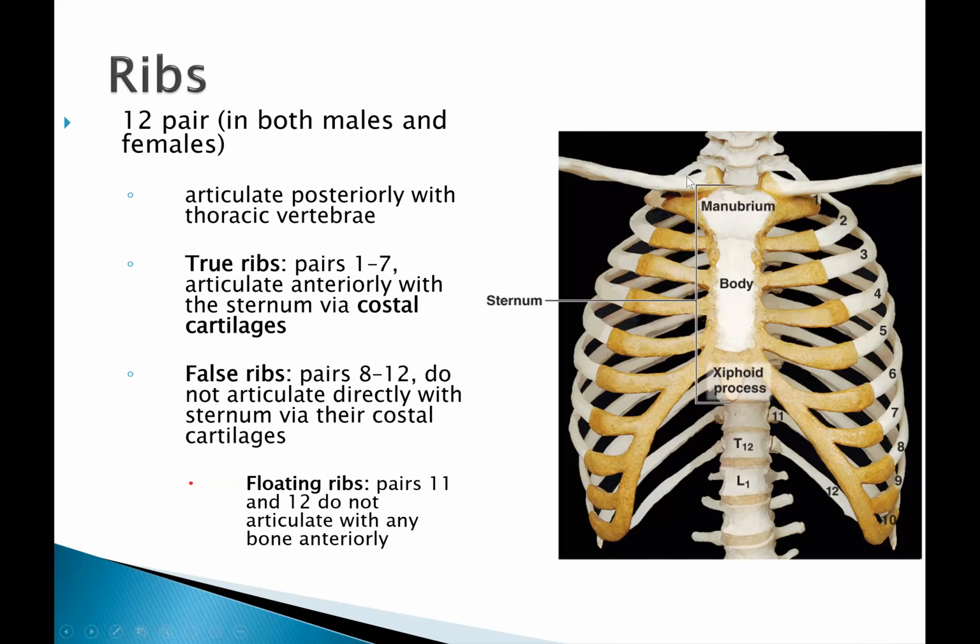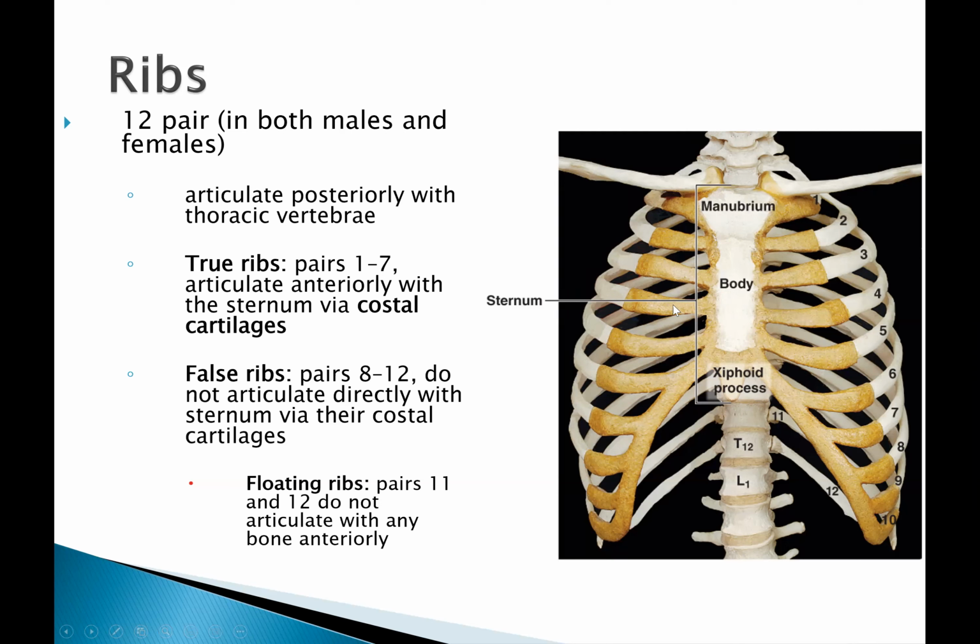So with the ribs, as I mentioned, 12 pairs, so 24 altogether. They articulate posteriorly with the thoracic bones, as I mentioned before. So on the back, they come in contact with the thoracic bones, and then on the front, they connect to cartilage. So all this stuff in orange here is costal cartilage. Costal again is rib. So costal cartilage, which then connects to the sternum.